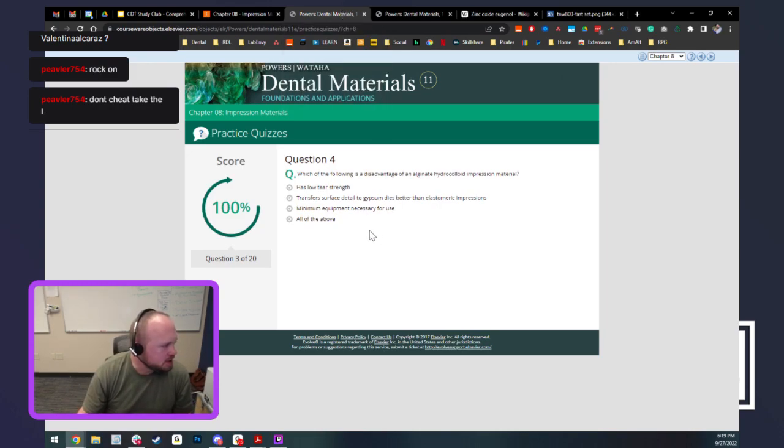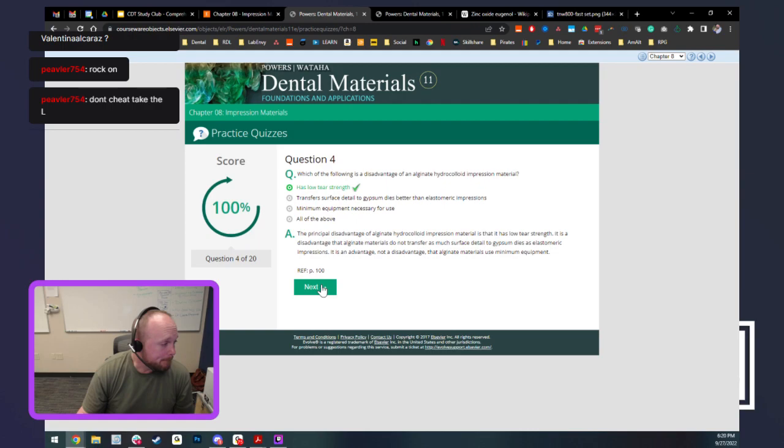All right. Which of the following is a disadvantage of alginate hydrocolloid? It has low tear strength, transfers surface detail to gypsum better than elastomeric, minimum equipment necessary for use. All of the above. No. So the disadvantage is that it has low tear strength. Boom. The principal disadvantage of alginate hydrocolloid impression material is that it has low tear strength. It is a disadvantage that alginate materials do not transfer as much surface detail to gypsum dies as elastomeric impressions. It is an advantage, not a disadvantage, that alginate material uses minimum equipment.